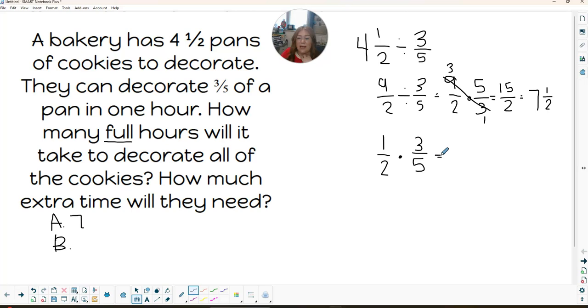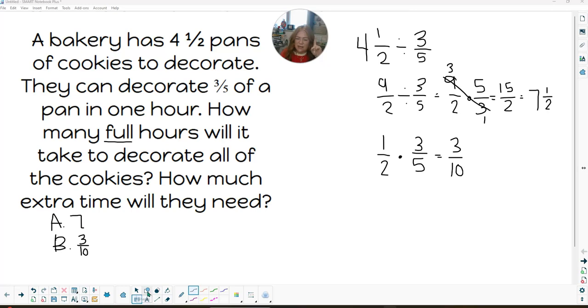So when we multiply that, 1 times 3 is 3, 2 times 5 is 10, and there are 60 minutes. Well, you could just leave it like that. You could say it's going to take another 3/10 of an hour. So 3/10 of an hour is how much extra time they will need. They don't need a full half hour because they're decorating 3/5 of the pan. So half of 3/5 is 3/10.